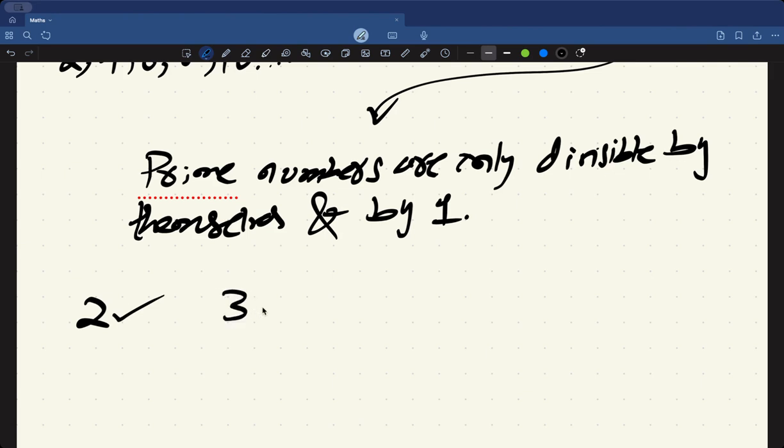When it comes to 3, let's see. Do we have 3 in twos? No. Do we have 3 in fours? No. Do we have 3 in 5? No. We only have 3 in threes and 1. So 3 is also a prime number.